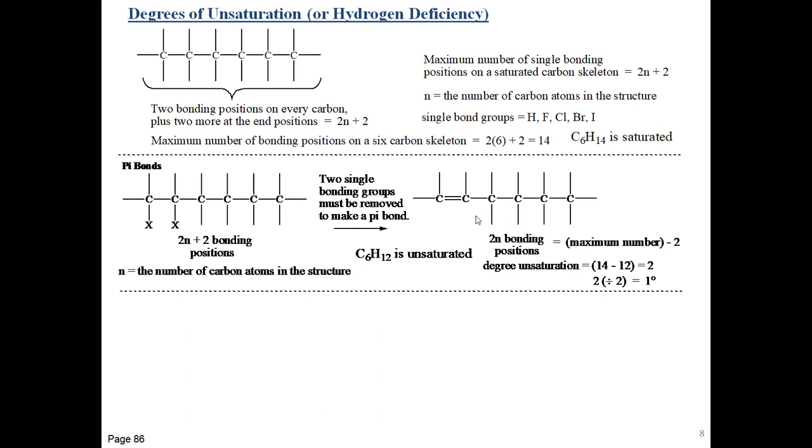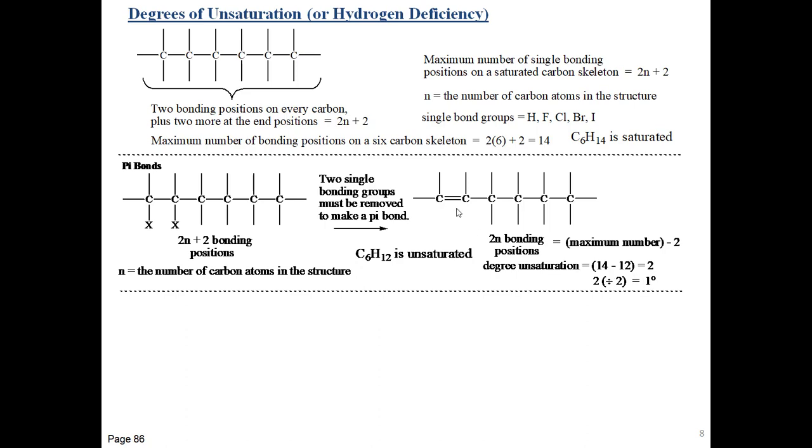Now, if I'm calculating degree of unsaturation, I'd say I have 6 carbons. And so I look at the max. The max is 2 times 6 plus 2, it's 14. And then I come down here and I calculate the actual number of hydrogens, and I see there's 12. So I take 14 minus 12, I came up too short. Remember, there's 2 positions for every pi bond, so I have to divide this by 2. And I get 1 degree of unsaturation.